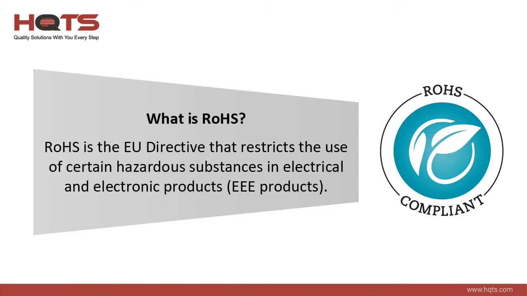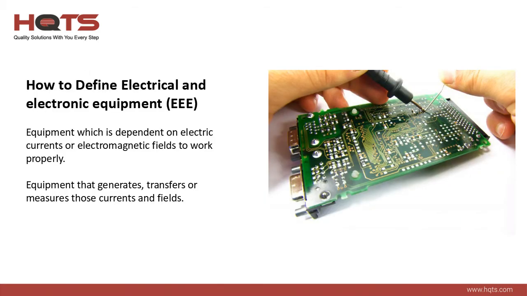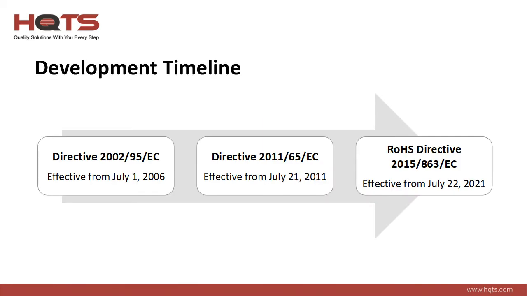Now let's take a look at the development timeline for RoS. The original directive was originated in 2002 and restricted 6 hazardous materials found in electrical products. It finally became law in 2006. The next update to RoS came in 2011, and finally a new directive will go into effect on July 22nd, 2021. This new directive adds 4 additional restricted substances. They're phthalates for all electrical and electronic equipment. The only exception to these will be medical devices, monitoring equipment, and control instruments.